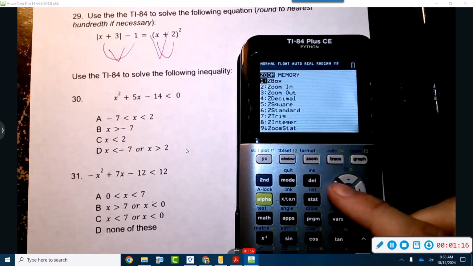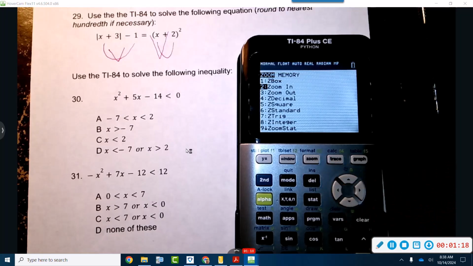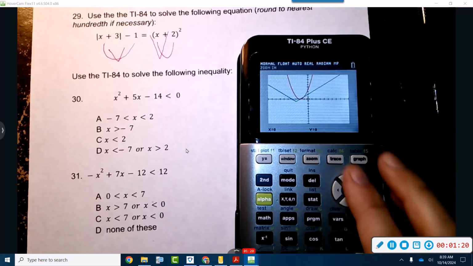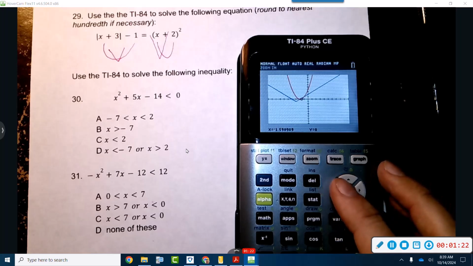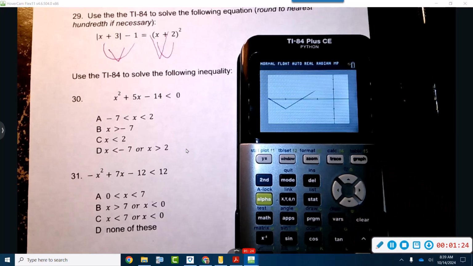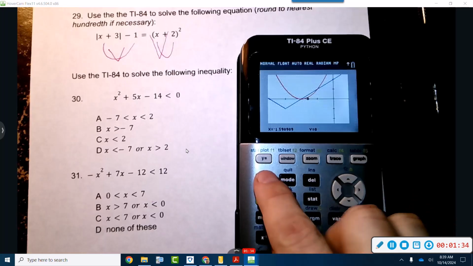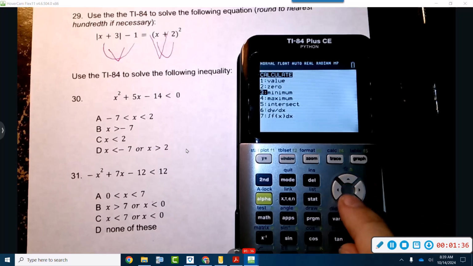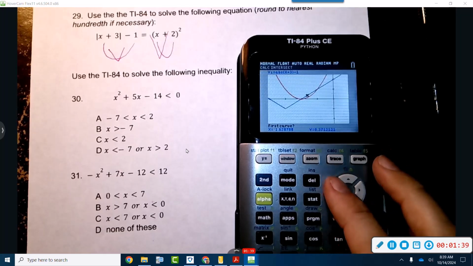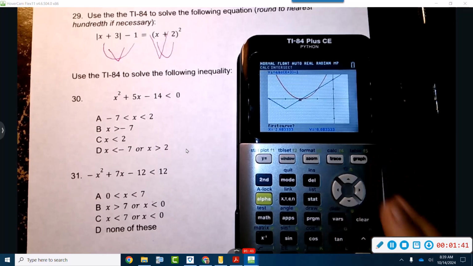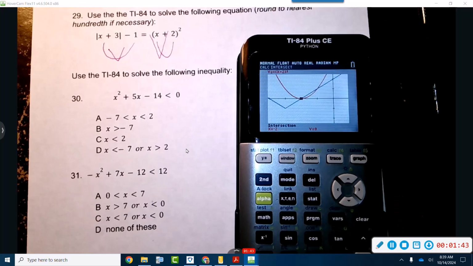That could be more than one intersection. So zoom in, hit zoom, and if I go zoom in, I'm going to go right here and just take a closer look at that. Yes, okay, so good thing I zoomed in because it wasn't quite so obvious. So now I'm going to go to second calculate, and I'm going to get the intersection right here. Okay, right there.